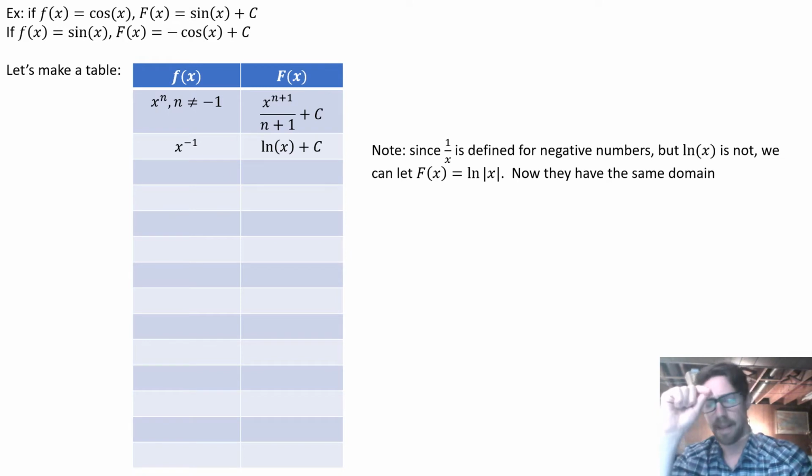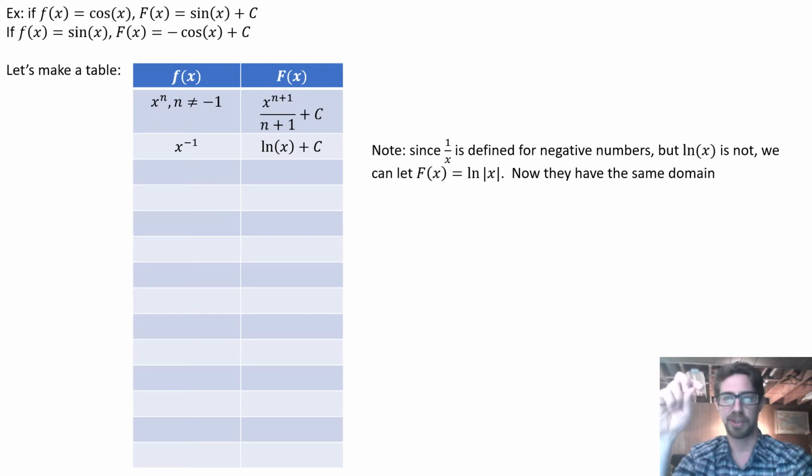And here's why. Because 1 over x, you can throw a negative number into it, but natural log of x, you can't. So we haven't had this problem before with doing derivatives where the domains don't match. But we do want the domains to match. In other words, if I have 1 over x and I'm talking about -2, -3, whatever, I still might want an antiderivative back there. And that's no good with natural log of x. So we want the domains to match.